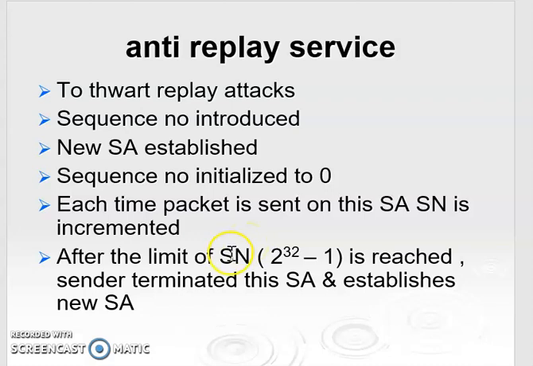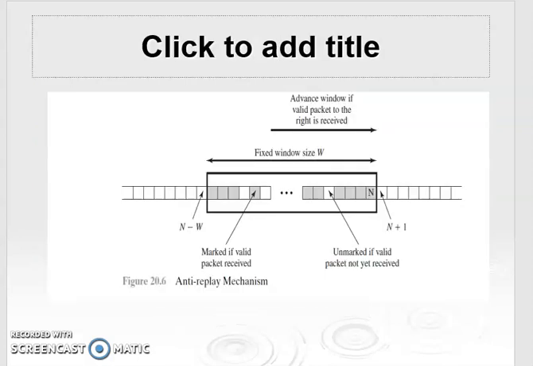Now, if anti-replay is enabled, then the sender should not allow the sequence number to cycle once 2 raised to 32 minus 1 is reached. So the limit of the sequence number is 2 raised to 32 minus 1. If this is reached, then the sender should terminate the security association, and a new security association should be established with a new key. So this is the anti-replay service. Now we can see in this diagram the anti-replay window, which is the anti-replay mechanism using the anti-replay window.